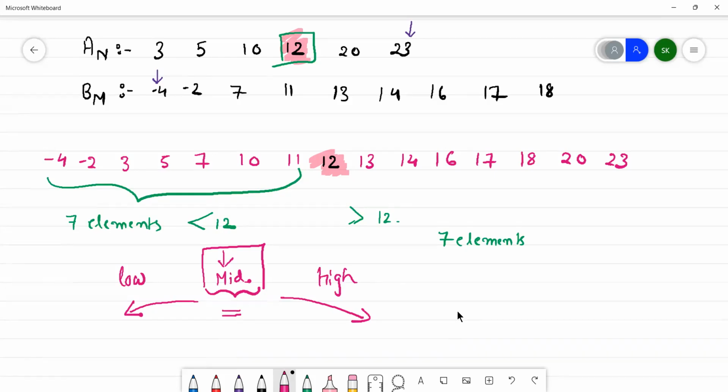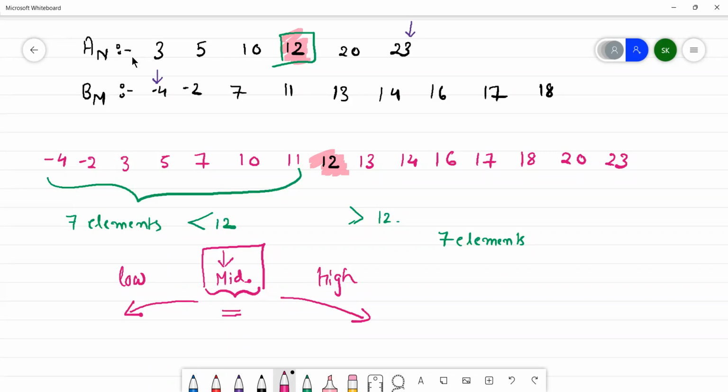Ma'am, I have one question. Even if the sum of n plus m is an even number, like for example, if there are 4 total elements, then either 2 or 3 could be possible. In case of an odd number it is okay, there is a single middle. But for even, like 4, it could be 2 or 3. So how do we find out which one is the mid element? Just take the half of it. 4 divided by 2, 2. That's it.